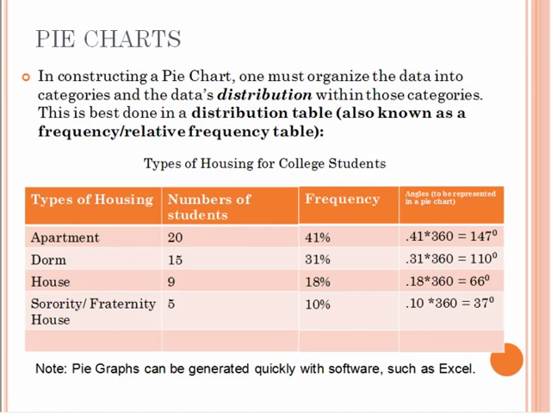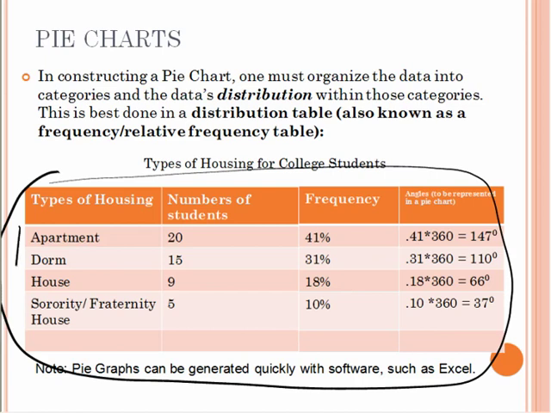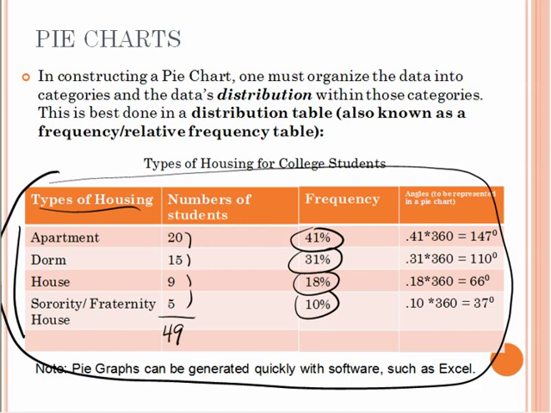First of all, we have what's called a frequency table. This frequency table has categories listed for types of housing, and numbers of students for each of those categories. Now you might wonder, where do these percents come from? If I added all of these numbers up, 20 students lived in apartments for this college, maybe it's a healthcare nursing college, 15 in a dorm, 9 in a house, or 5 in a sorority or fraternity. If we add those up, we get 35, 44, 49 total. So that's how many people were surveyed.